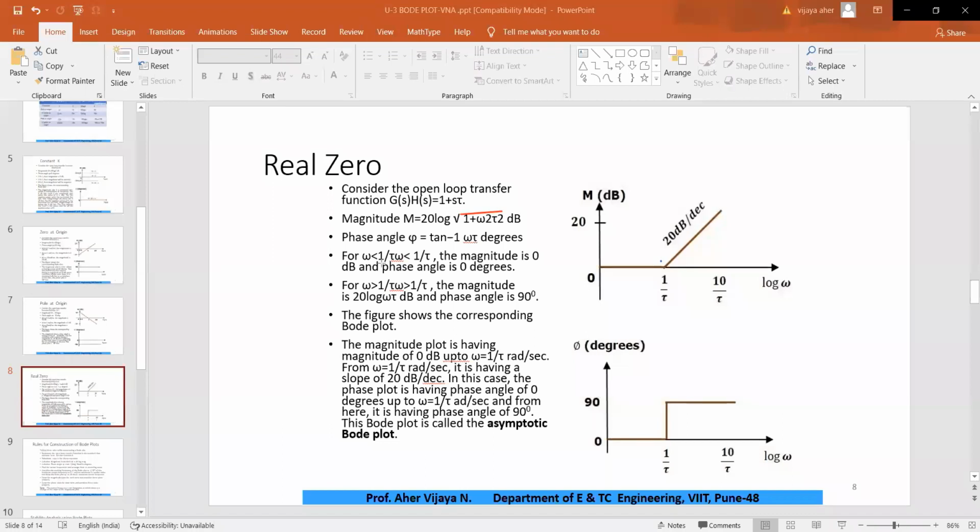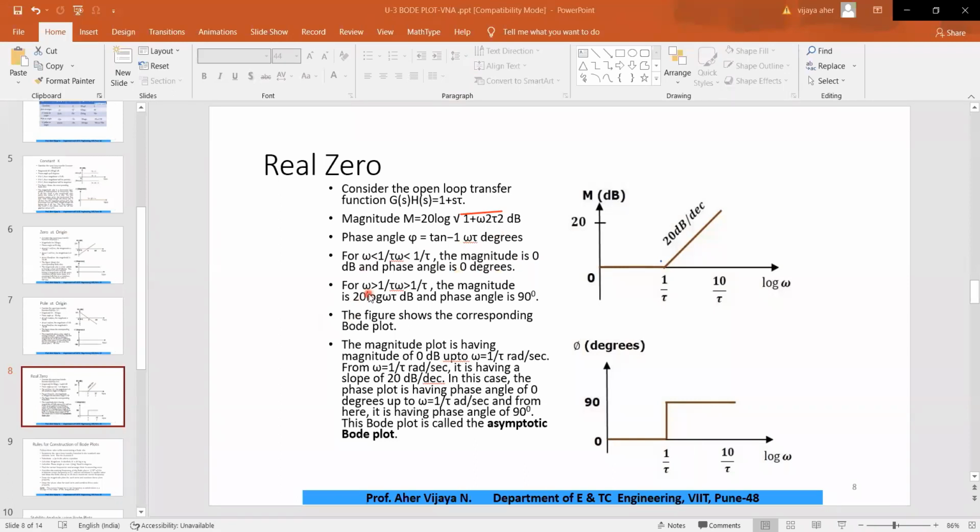Now for omega less than 1 divided by tau, the magnitude is 0 dB, and phase angle is also 0 degree. You have to calculate this. I have written it over here directly.